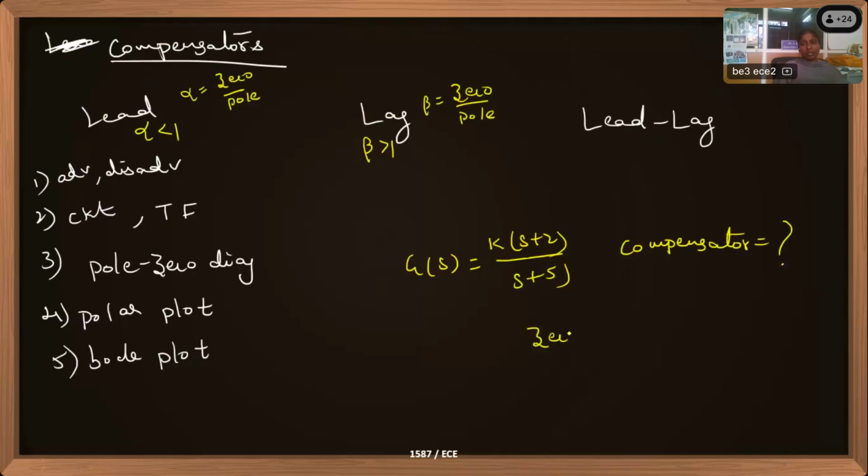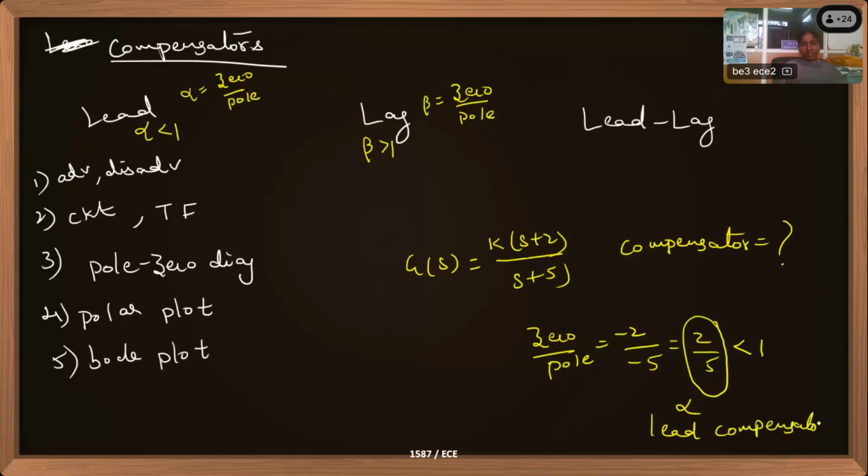First make the fraction zero by pole. The zero value is minus 2, the pole value is minus 5. So 2 by 5, this is less than 1, so this is the alpha value. So the given transfer function is a lead compensator. This is one example problem.